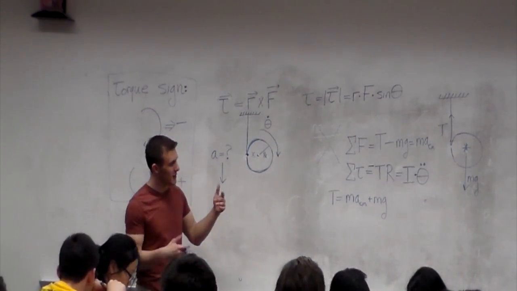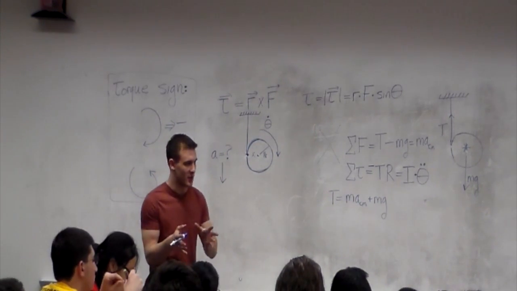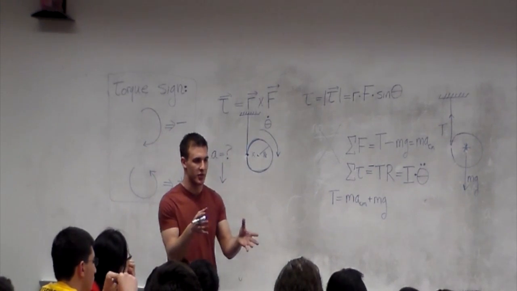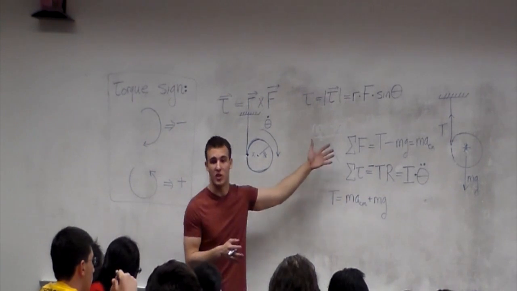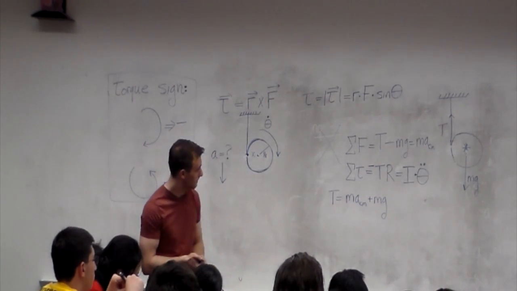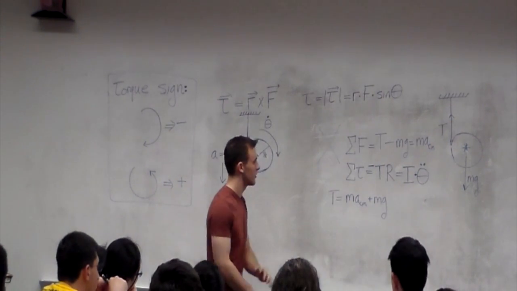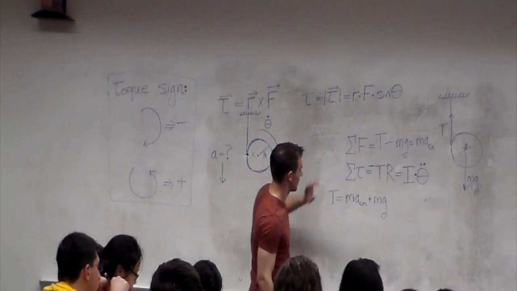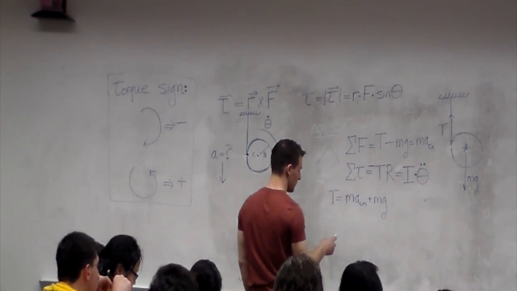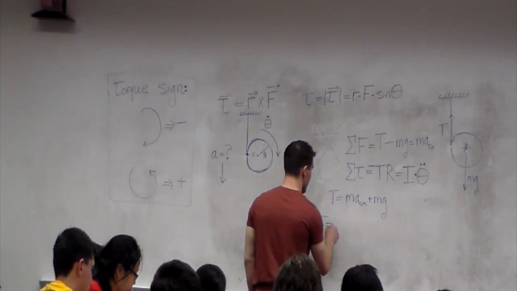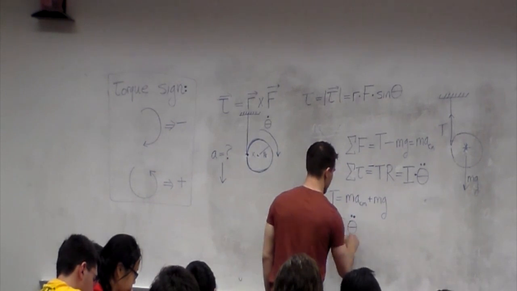Because what people tend to do sometimes is solve an equation and then later on use that same equation again, and they end up getting like 3 equals 3, because you tried to solve the same equation twice and you end up getting the same thing on both sides. So once you've exhausted the content of the equation, make a little mark so you know that you've done it. So this is the content of the first equation. The content of the second equation is that T is really equal to I theta double dot divided by R.